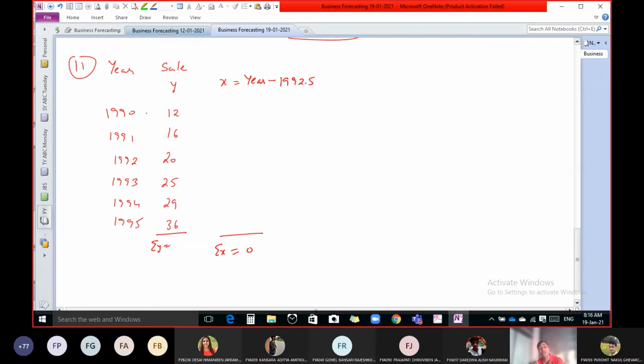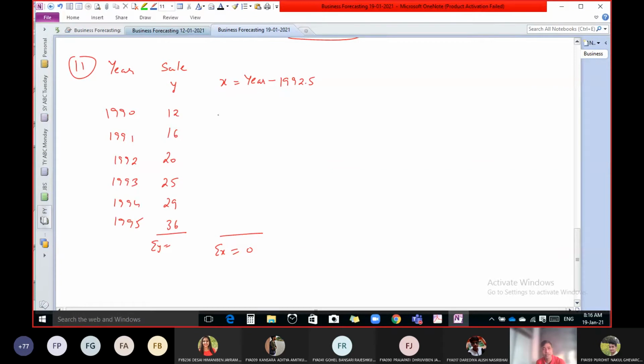Okay, it is not compulsory to get sigma x 0. It is not compulsory. In exam you can consider this is your first year, second year, third year, fourth, fifth, sixth. No problem at all. You will get the same answer and you will get full marks if your answer is correct. So there is no compulsion to do it like this only. You have a liberty, but it's better, if you want to reduce our work, to subtract in such a way that we get sigma x equal to 0.